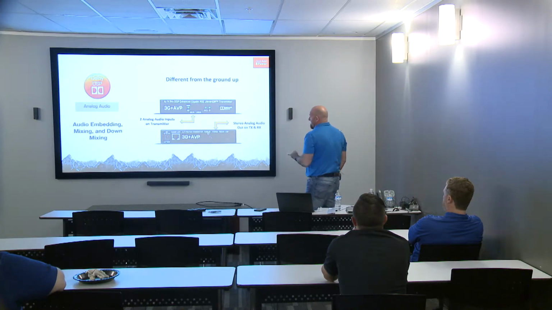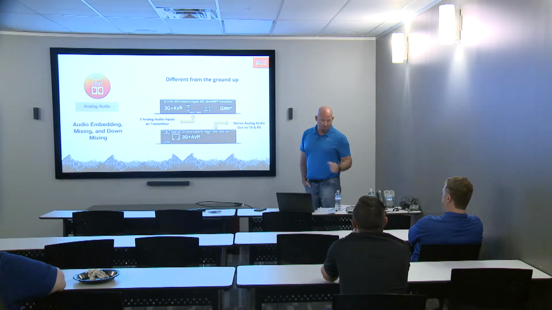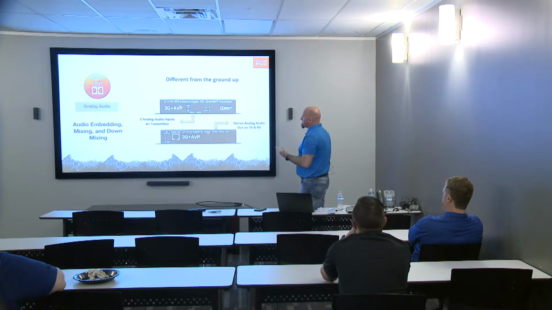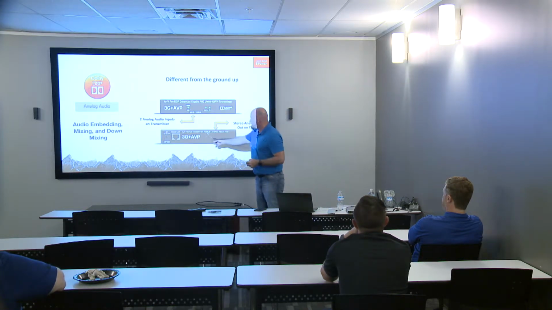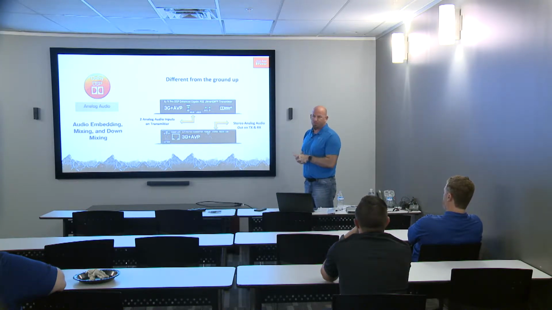Next, we're going to talk about the 3G AVP and how this works with audio de-embedding and what we can do with the signal coming in from the HDMI. So this piece here is the 3G Plus AVP. This has a mic level in, a line level in, and also takes in the audio from the HDMI. And we have full control of those three different sources of audio.